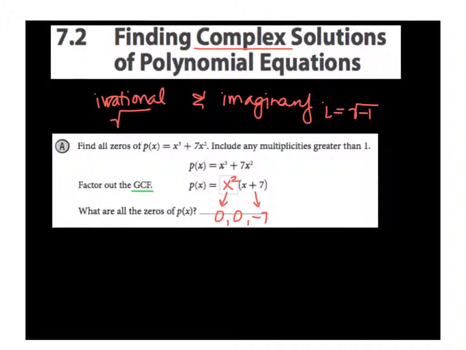So the things I want you to notice, because this is x to the third, I have 3 solutions, 1, 2, 3. Even though the 0 is listed twice, it still counts as 3 solutions. So this is 3, and they're all real solutions. So all of those are real numbers. There's no square roots or imaginary, anything like that.